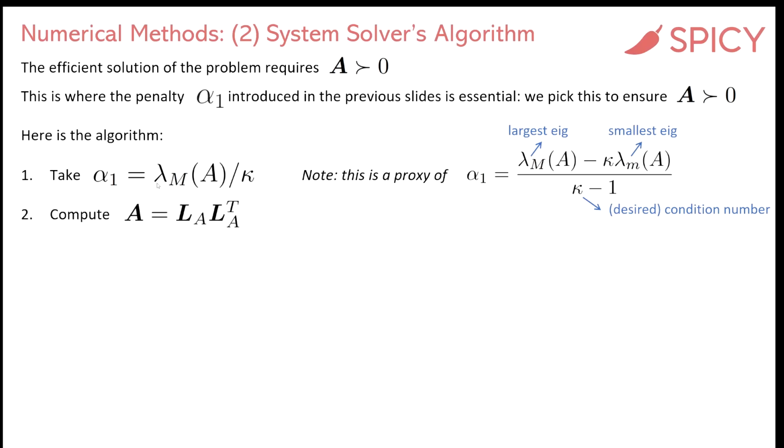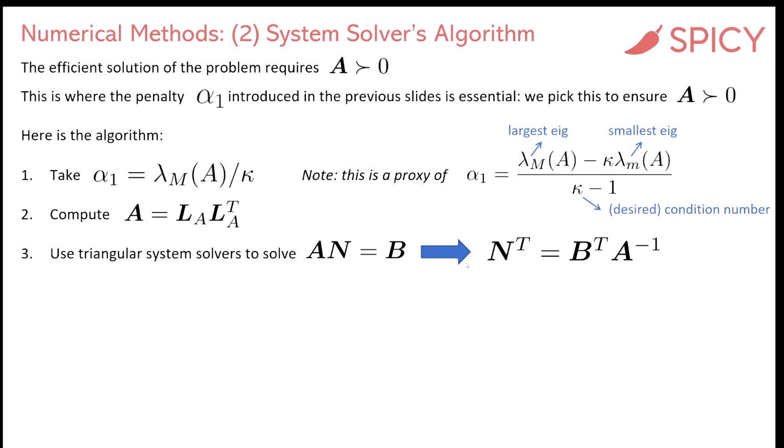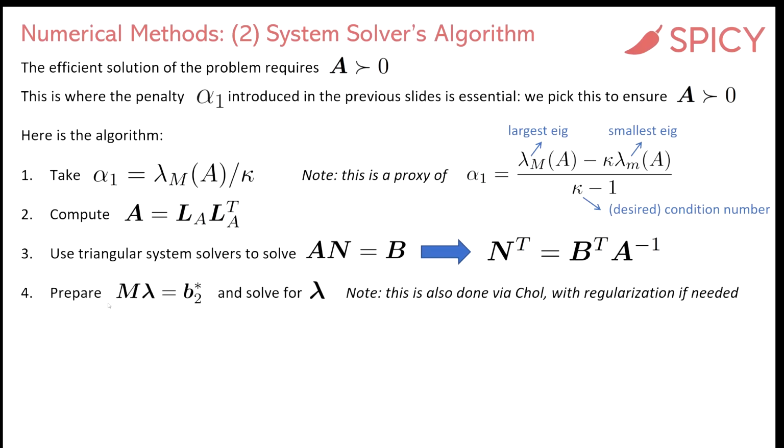Now once you have the alpha, you can regularize the matrix A, and then you can compute the Cholesky factors. And once you have the Cholesky factors, you can use them to solve the adjoint systems that we have seen before using triangular system solvers. This goes very fast. Once you have this, you can compute the terms that I was talking about before, so beta transpose A minus 1, and then with this you can assemble the linear system for the constraints.